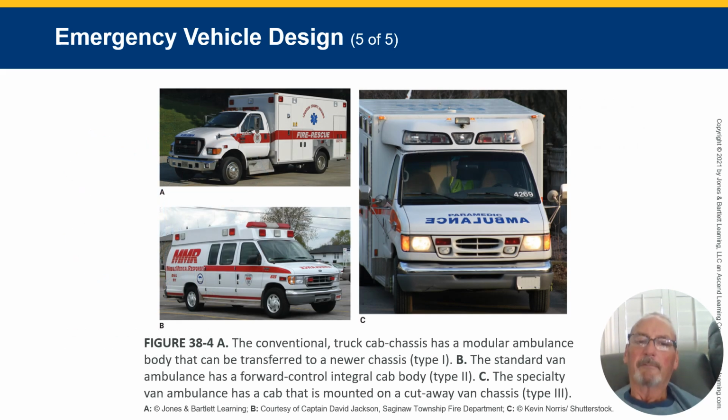Here are your three types of designations. A is going to be your type 1, which is the truck front, box back. B is going to be your standard ambulance, which is basically known as a disposable ambulance. And then type C or type 3 is going to be your van front, box back. Now, at National Registry, I can't tell you that they're not going to ask you about this, but don't be surprised if they do. They'll give you a picture of an ambulance and you have to give it its designation, a type 1, type 2, or type 3.